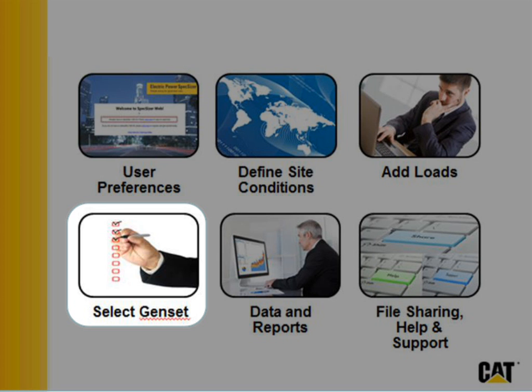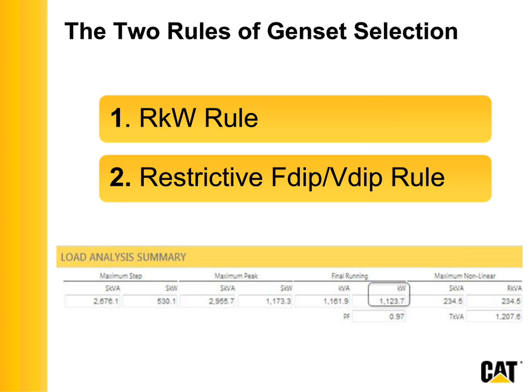I've been talking about a couple rules of genset selection here. I've been talking about the restrictive frequency dip and voltage dip, and I really want to stress the importance of understanding that. We talked about how you see effective and user defined on the Add Loads page, but it is really, really important to make sure that you don't sequence a load with restrictive transient response early in your load scenario if you don't have to.